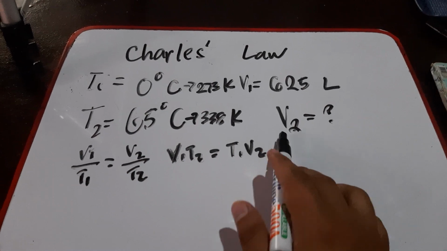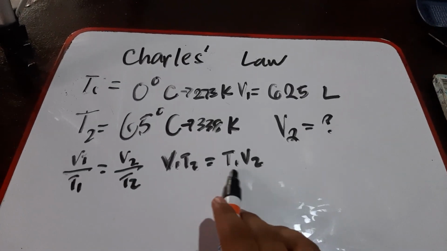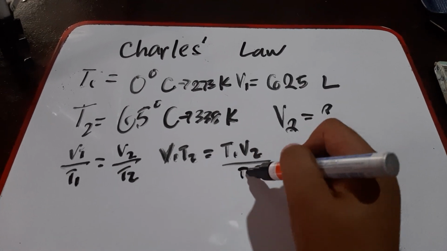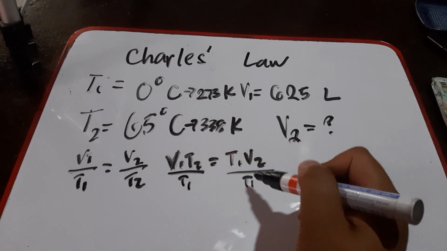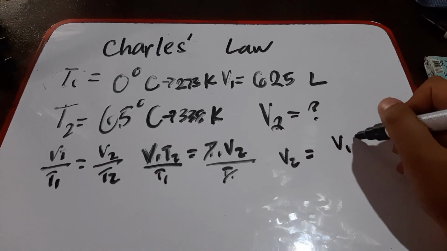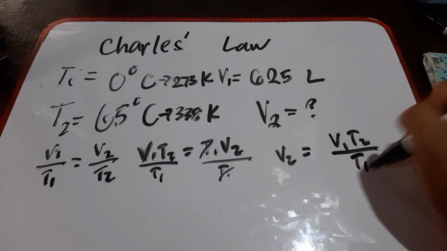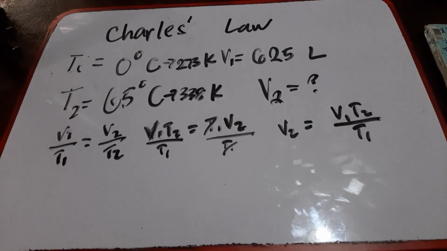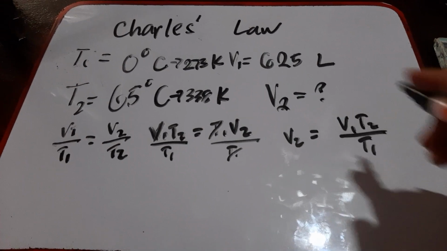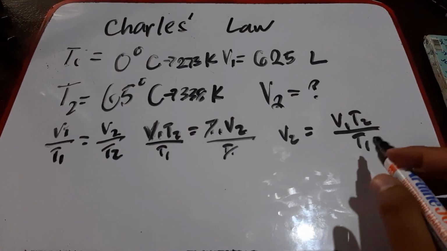And then, to eliminate the company of V2, we remove it by dividing both sides by T1. Cancel, cancel. And there you have it. V2 is equals to V1, T2, over T1. So, by the way, this is the skill you need to learn in order to survive. Learn to manipulate the equations in order to find what you are looking for.